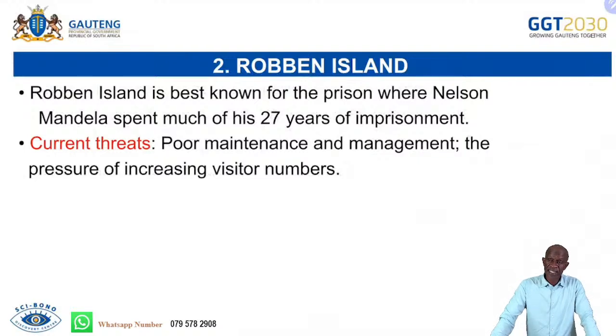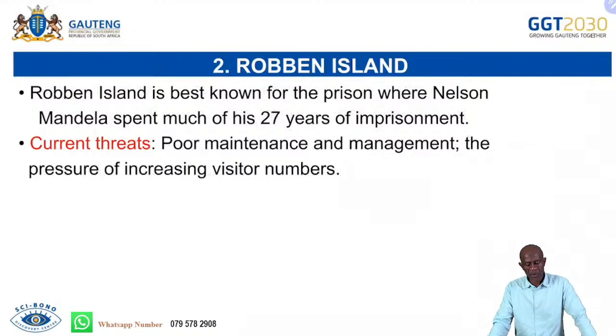And the threat that characterizes Robben Island is that of late or recently it is poorly maintained and managed. So it is attributed to poor maintenance and management. The pressure of increasing visitor numbers. So the visiting of the area is not well managed or controlled. So that poses a threat to Robben Island as a World Heritage Site.